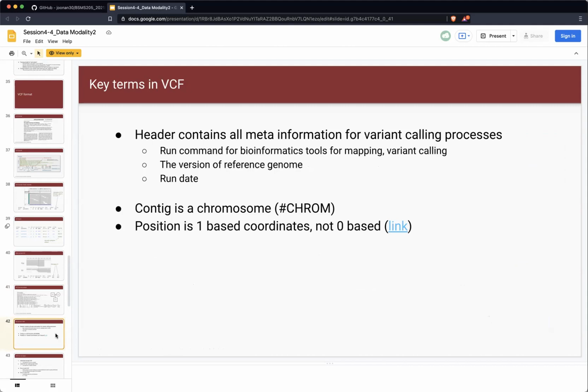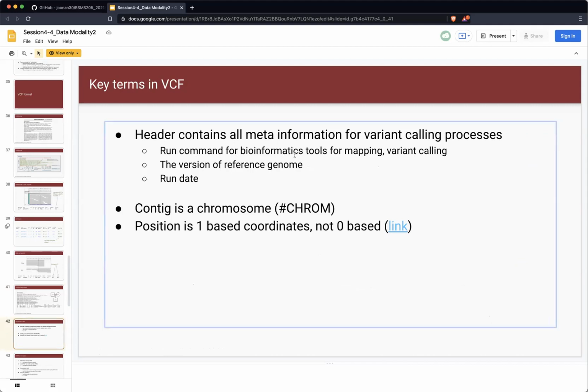Okay, so there are some key terms in VCF. The header contains the meta information for the variant calling process, and there are run commands for bioinformatics tools for mapping and variant calling. One of the programs, the famous one, is GATK, which I showed briefly on previous slides. The header also contains the version of the reference genome and the run date as well. If you look at the chromosome, we sometimes call it contig. And the second column is also very important information. We put the positions of the variant, right? And this position is based on the one-base coordinate, right? And why I explain this, because VCF format has the one-base coordinate, not the zero-base coordinate.